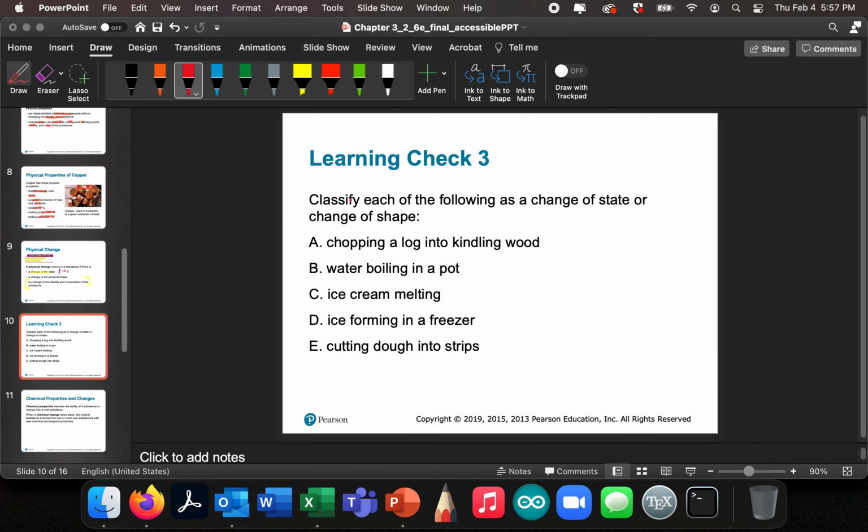Okay, so classify each of the following as a change of state or a change of shape. Chopping a log into kindling wood: this is definitely a change in shape, right? Water boiling in a pot, that's a change in state. Ice cream melting is a change in state. Ice cream freezing in a freezer is also a change in state. Cutting dough into strips, that's simply a change in shape.